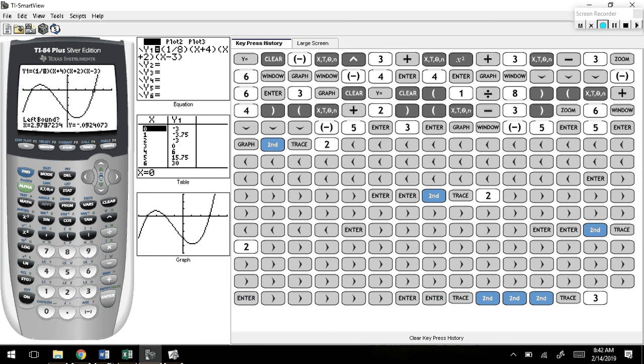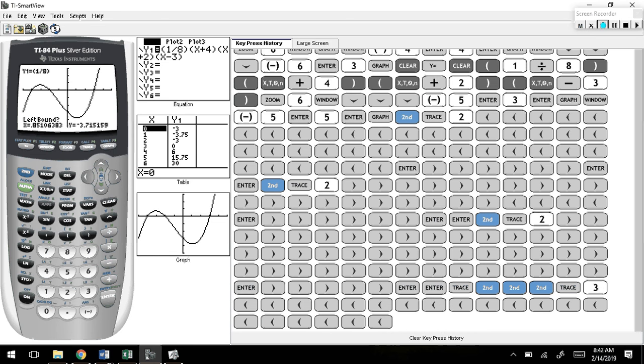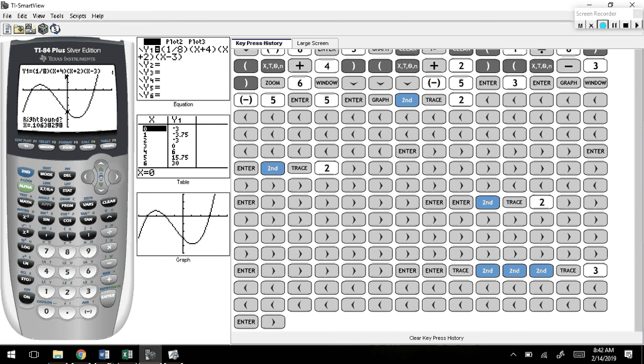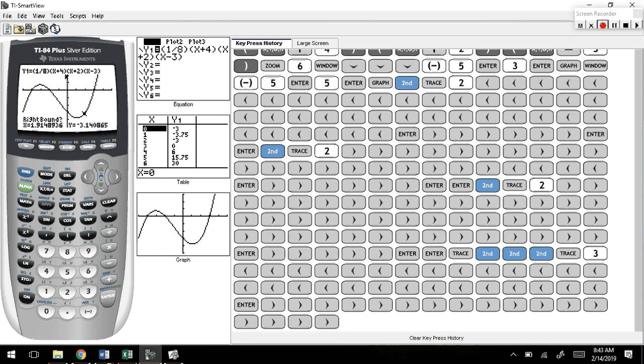Everybody agrees that this is my minimum, right? So I'm going to go to the minimum, but I need to go to the left of it. And this is where I think the boundaries make a little more sense, because it's going to find the lowest point between two points you tell it. So I say, okay, between here and here, what's the lowest point between those two points?